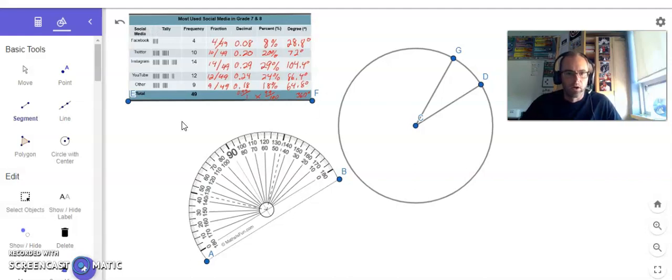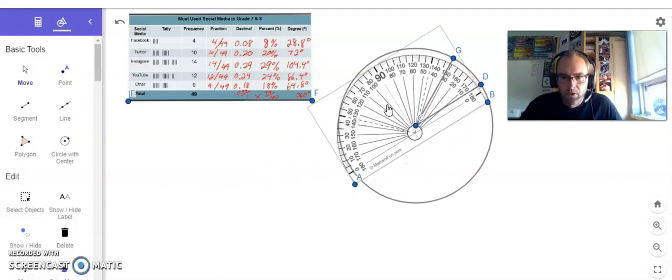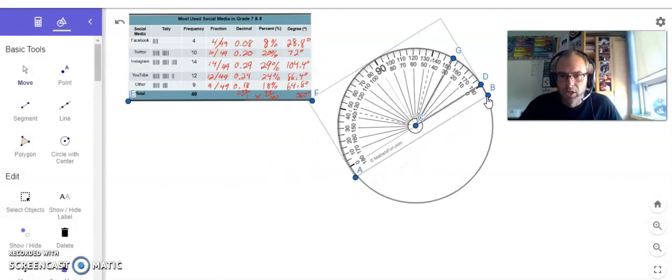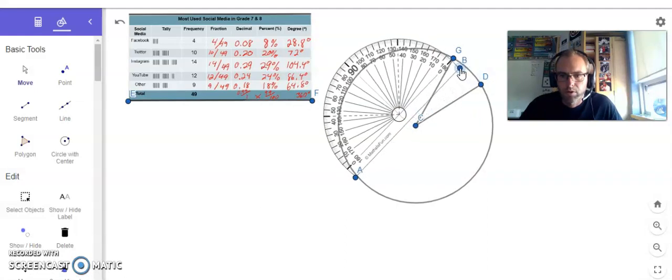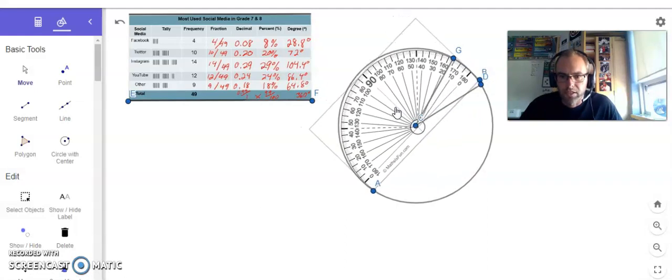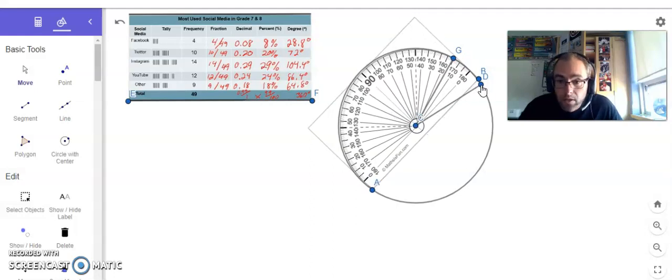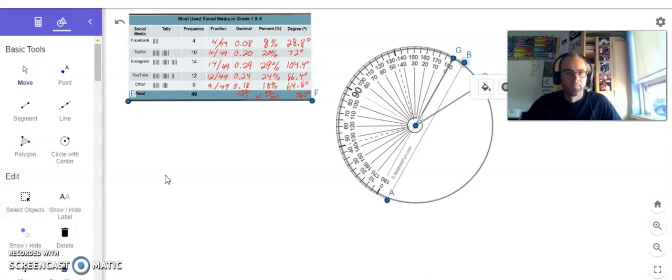Okay, now I'm going to do the same thing for Twitter. So I'm going to move my protractor back on the center point, and I will rotate my protractor. I wish I could fix this at the center point. There's probably a way. I don't really know it. That's okay. Oops, I think I just moved. Let me undo that. All right. Oh, I just did it again. Hang on a second. Okay, so I fixed all that business.